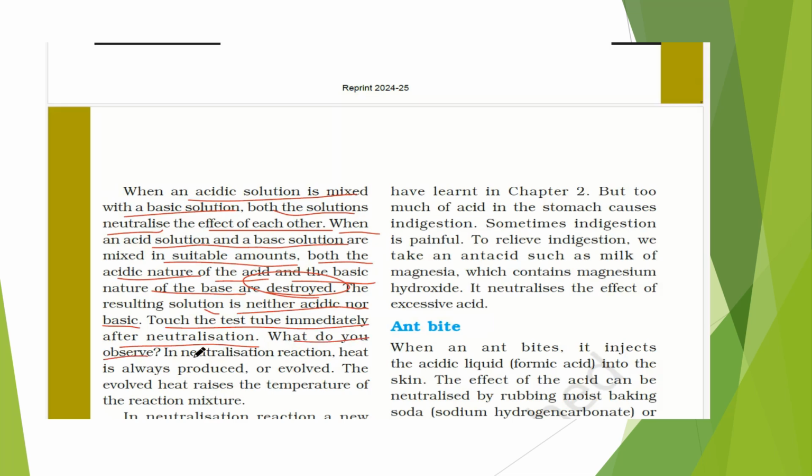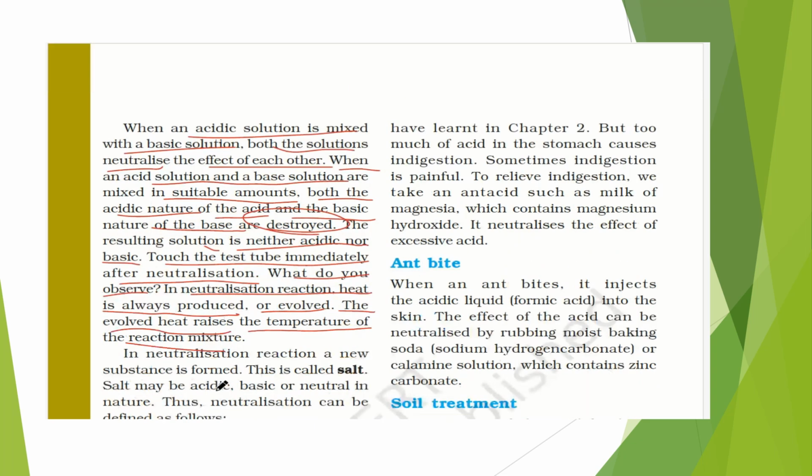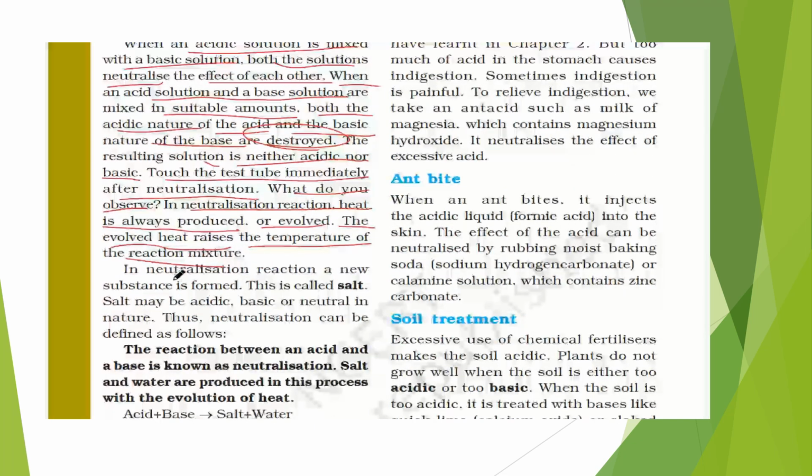What do you observe? In a neutralization reaction, heat is always produced or evolved, and the evolved heat raises the temperature of the reaction mixture, right? Now in a neutralization reaction, a new substance is formed. This is called salt. So heat is evolved during this reaction. This process is called neutralization, and the substance which is formed during this process is called salt.